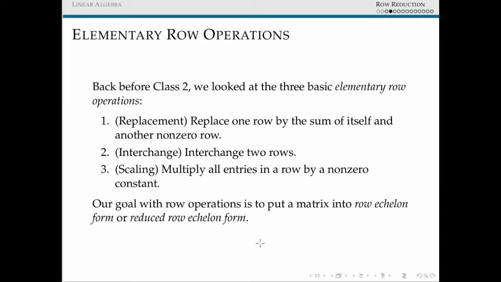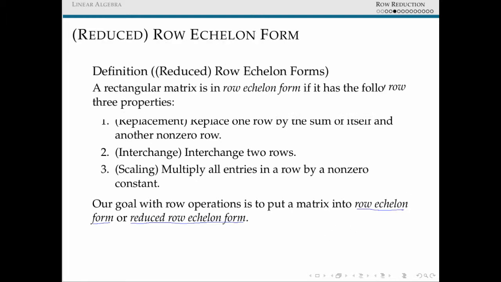One of the reasons that we're learning about these row operations is that our goal is to convert our matrix into something called row echelon form, which is actually not unique, and we'll talk about this in a second, or reduced row echelon form, which is unique and allows us to immediately read off the solutions to our system of linear equations.